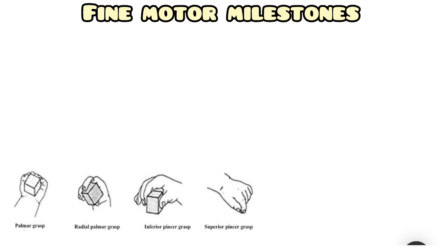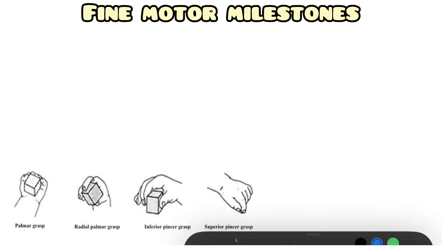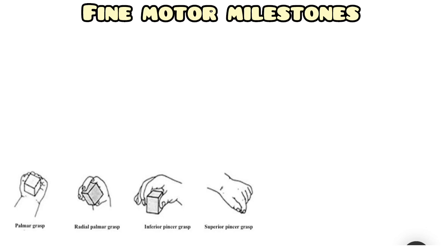So, fine motor developmental milestone starts at 4 months of age. Before 4 months, 0 to 3 months, there's no development. So we can start our discussion with a very simple equation. We can remember that 4 plus 8 is equal to 12. Now this 4, 8 and 12 represent 4 months, 8 months and 12 months.